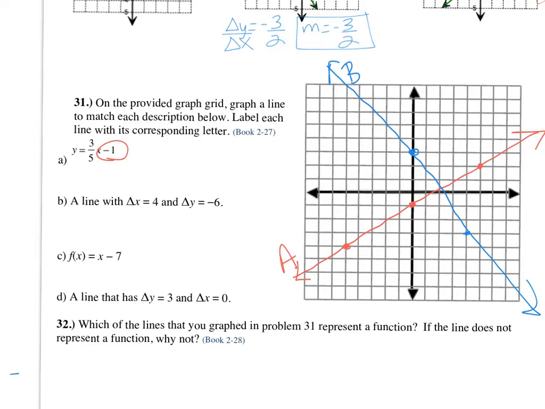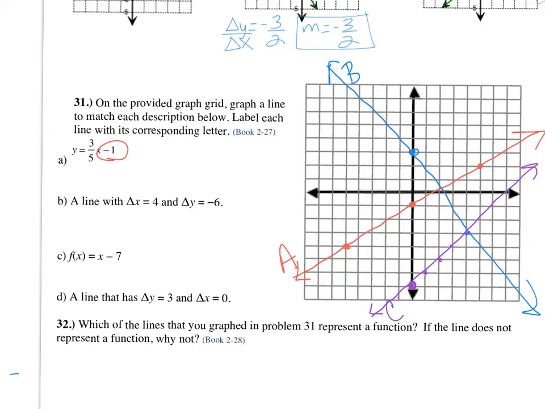All right, and then part C, we have f of x equals x minus 7. Remember, that's the same thing as y equals. We're just naming the function. So at -7, I'm going to have a y-intercept point. So right here. And then our slope is 1x. So we're going to go up 1, over 1, up 1, over 1. We can continue to go the whole graph. And we're going to connect them and label C. This is C.